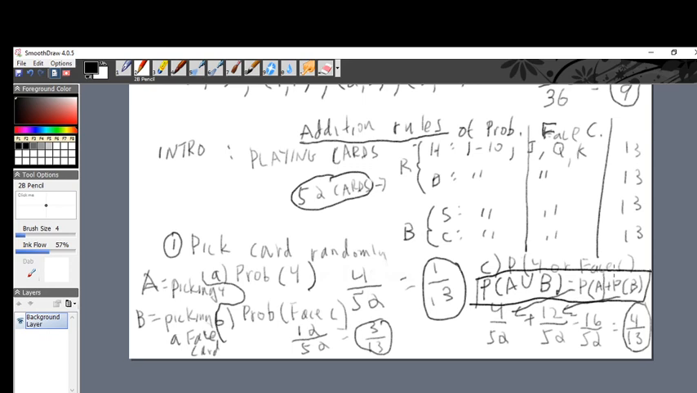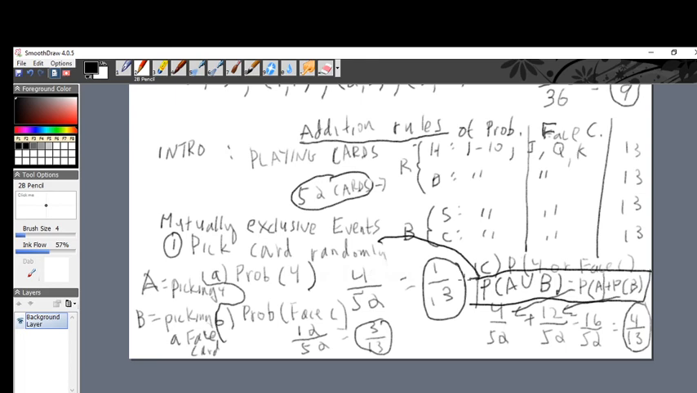And the reason why this is true is because our events were mutually exclusive. If you pick a 4, you can't be picking a face card. If you are picking a face card, you can't be picking a 4. Therefore, picking a 4 and picking a face card are mutually exclusive events. And the formula for mutually exclusive events is right over here. That is a key point in addition rules of probability.